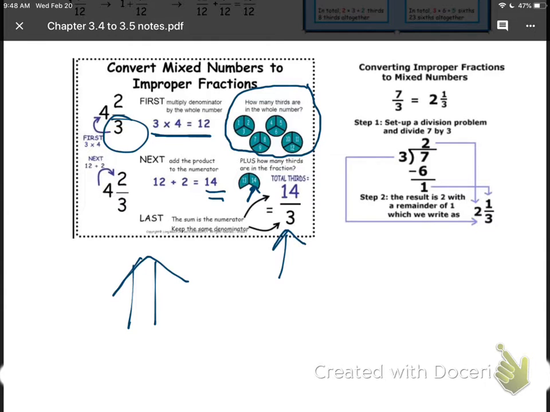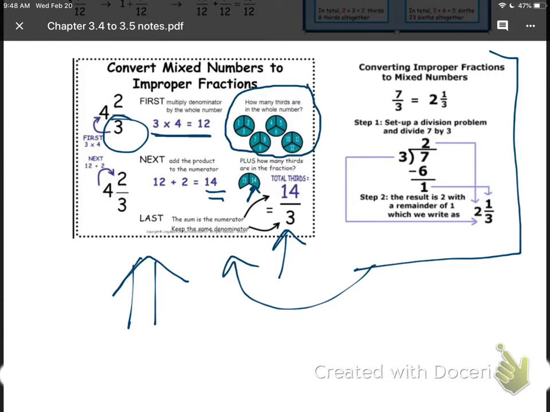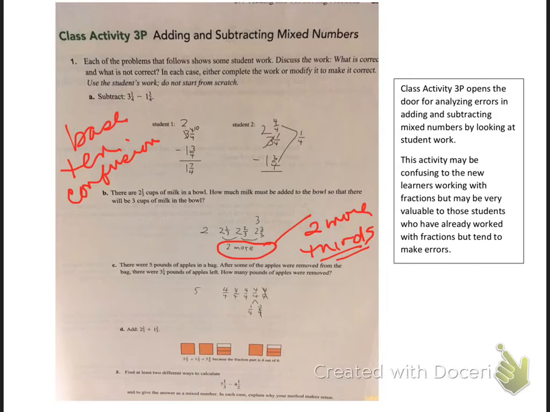So another approach, converting improper fractions to mixed numbers, is to set up a division problem. So again, this is going to be for the higher level students. You're not going to be doing this necessarily with your freshmen, with your kindergartners. So, another approach, and you can certainly bridge to this once they understand this concept. So I snipped activity 3P from our textbook into this slide because I thought they had some good approaches here.